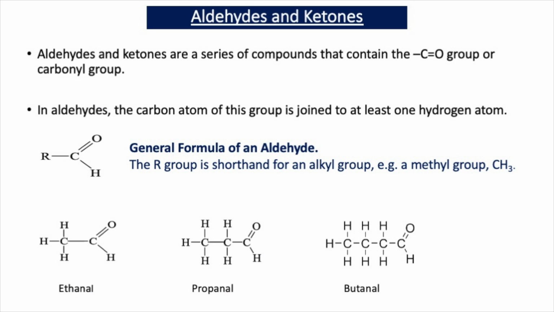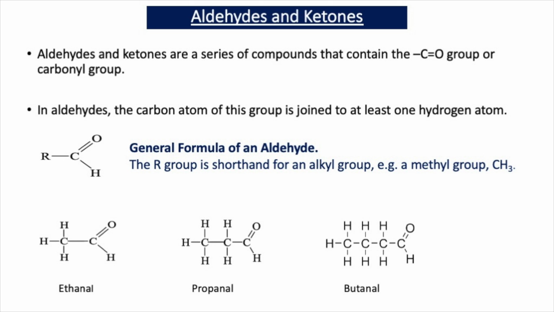In our previous videos on aldehydes and ketones, we've learnt that aldehydes and ketones are a series of compounds that contain the C=O group or carbonyl group. And in aldehydes, the carbon atom of this group is joined to at least one hydrogen. So the general formula of an aldehyde is RC=OH, and R is shorthand for an alkyl group. Examples of aldehydes are shown here.